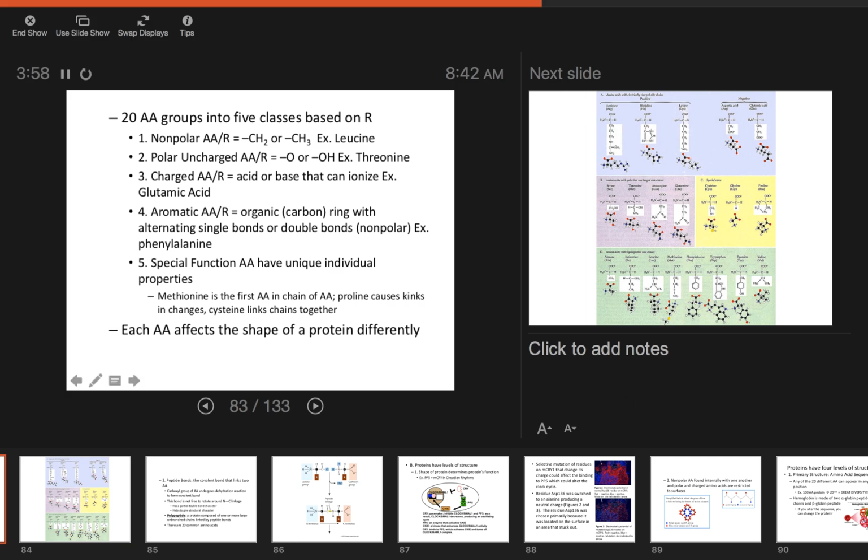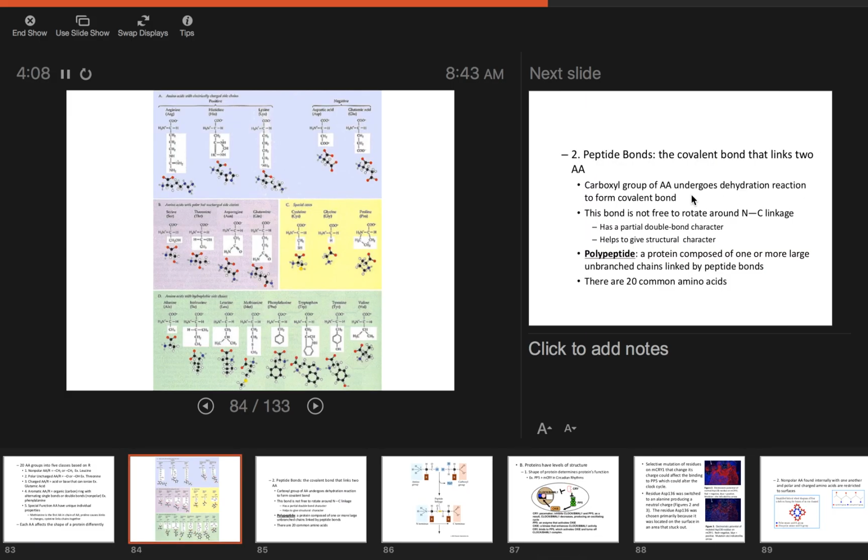All right. So a diagram just showing different classes, showing some 3D models and some Lewis structures of what they look like, just to give you an idea. They group theirs into 4. I think they combined the polar uncharged with the polar, but you can see there are lots of different shapes and varieties for that R group.